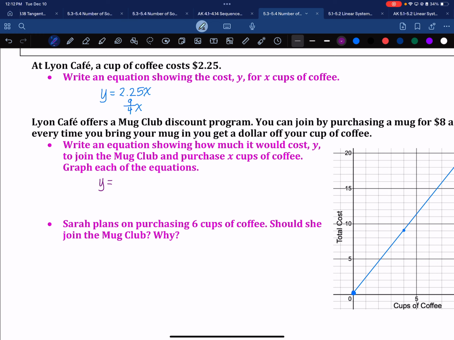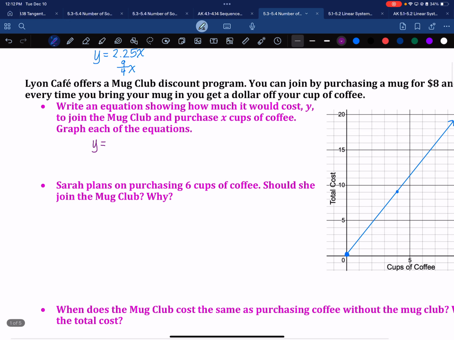Do you want me to give you a couple minutes to finish the page and then we'll come back together? All right. Are you guys finished? Struggling? Do you need help?